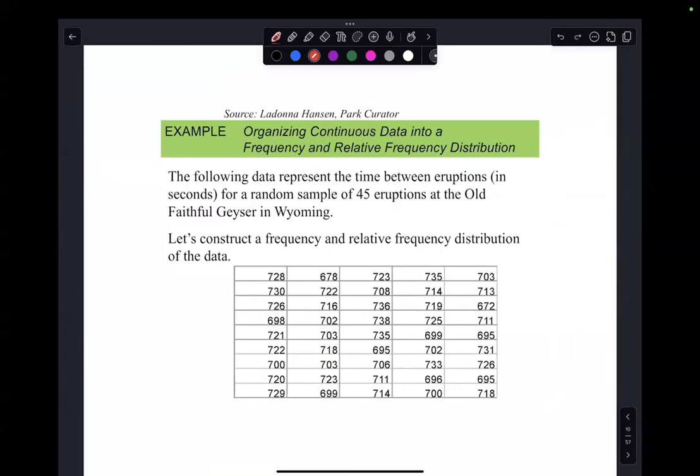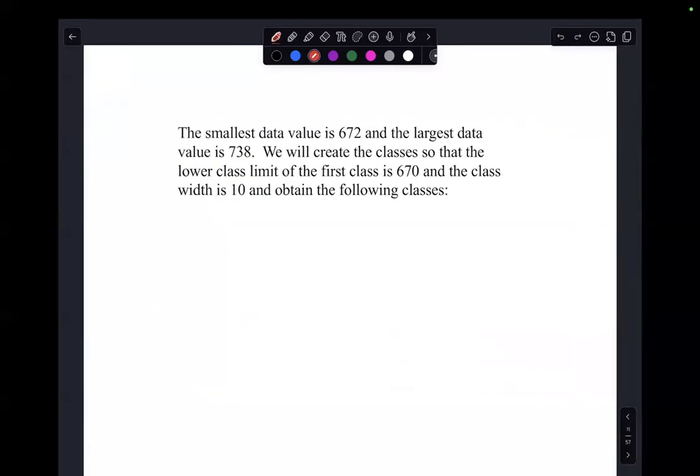Okay. I have some data here. This is the time between eruptions for a random sample of 45 eruptions of Old Faithful geysers in Wyoming. We're going to construct a frequency and a relative frequency distribution of the data. And then we're going to play with the bins a little bit. That's really the purpose of using this, to play with the bins. Okay. So my smallest data value is 672 and the largest is 738.